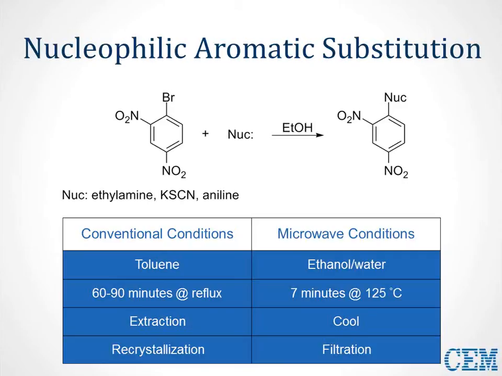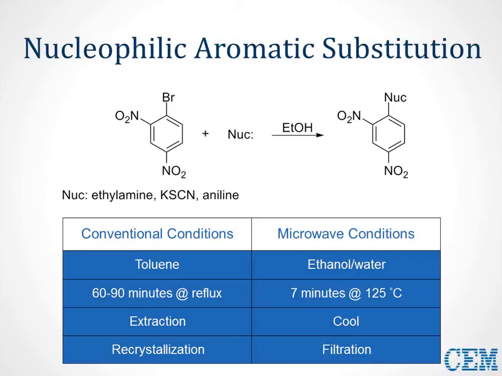The microwave method is done either in ethanol or ethanol water mixture, depending on the nucleophile selected. And the reaction takes 7 minutes at 125 degrees. So again, you go from an hour and a half to only 7 minutes. So if a student were to make a mistake when setting up this reaction, they very easily could go back and rerun this experiment, whereas typically with an hour and a half of reflux, they don't have time to go back and redo that.